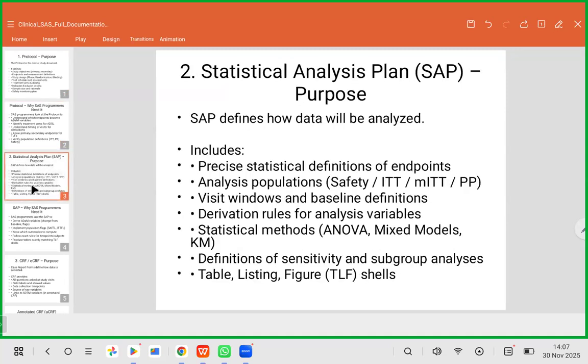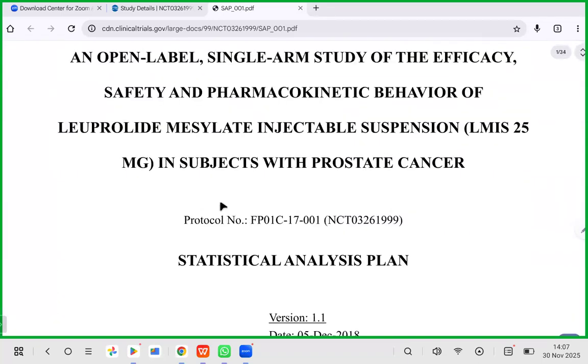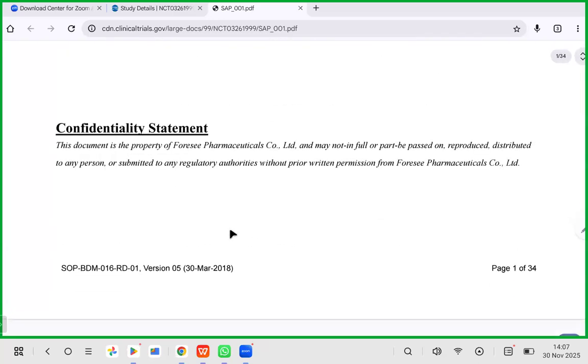Similarly, there is one more document called the statistical analysis plan. The statistical analysis plan is also a planning document. Before the trial starts, the statistician develops this. The study protocol talks about a lot of general things like study design and study rationale, but it talks about the statistics in a very limited way. But if you see the statistical analysis plan, it talks about the statistical aspects in a huge way.